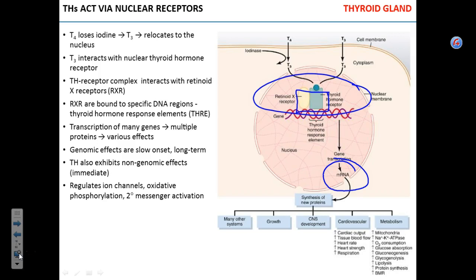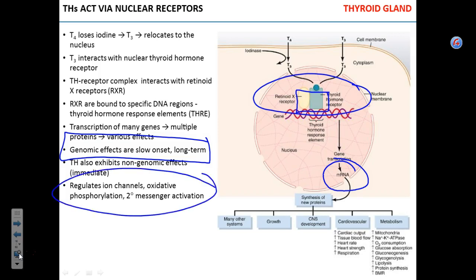So these effects of thyroid hormone are slow. Genomic effects are always slow. However, interestingly enough, thyroid hormone may have some other receptors which mediate non-genomic effects, more direct. So there's no DNA binding, nothing. It does something to ion channel openings and second messenger activation, stuff like that.